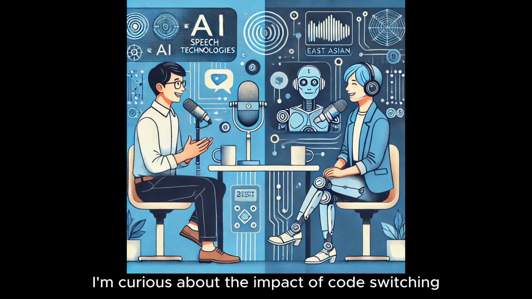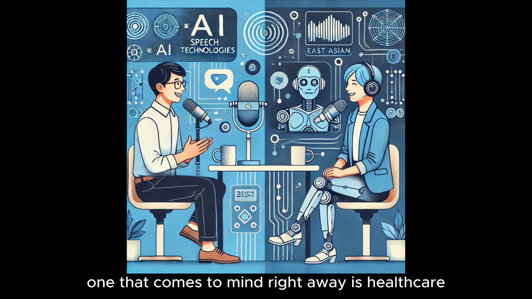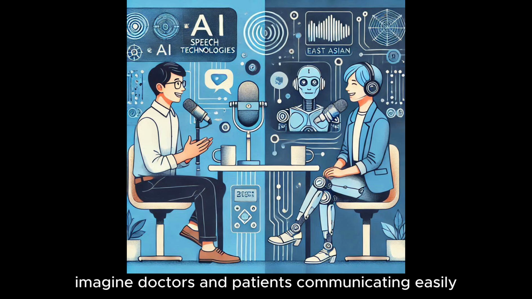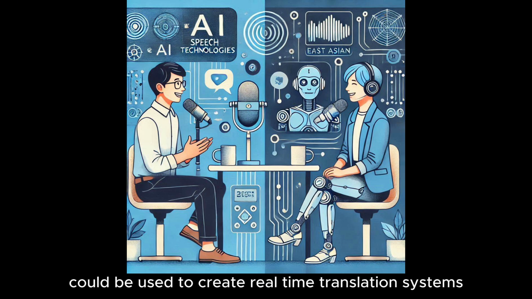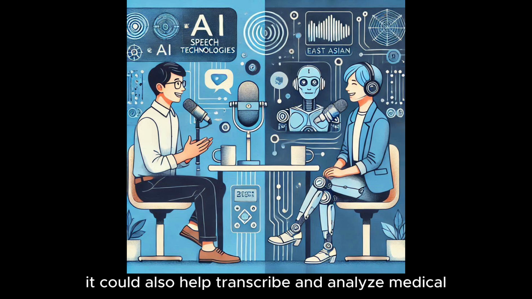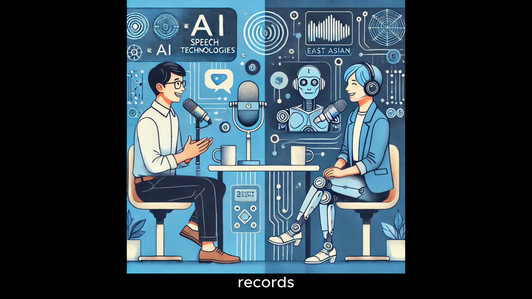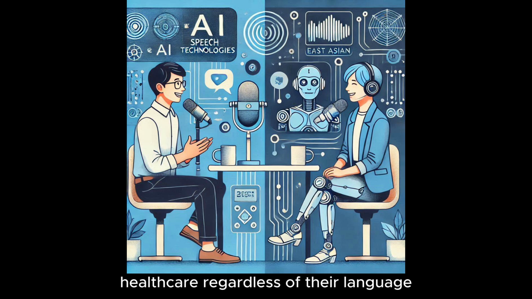Speaking of which, I'm curious about the impact of code switching ASR on different industries. Are there certain sectors that would benefit most from these advancements? One that comes to mind right away is healthcare. Imagine doctors and patients communicating easily no matter what language they speak. That would be incredible, especially in places where patients might not speak the main language. Absolutely. Code switching ASR could be used to create real-time translation systems for medical appointments, so doctors and patients understand each other clearly. It could also help transcribe and analyze medical records, making it easier to share information across language barriers. So it's about making sure everyone has access to quality healthcare regardless of their language.